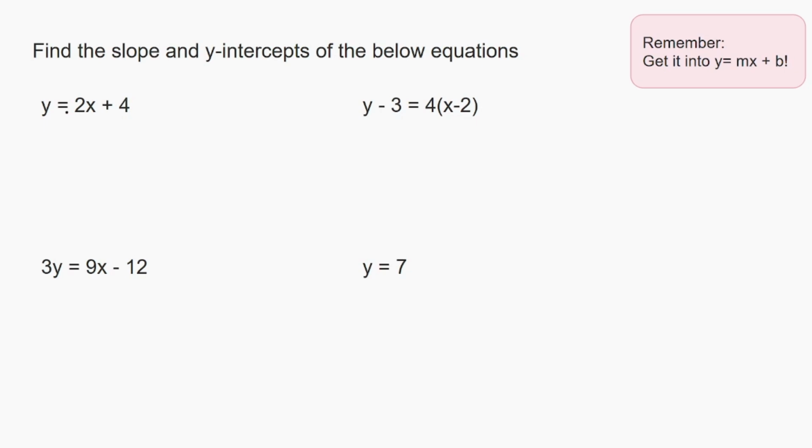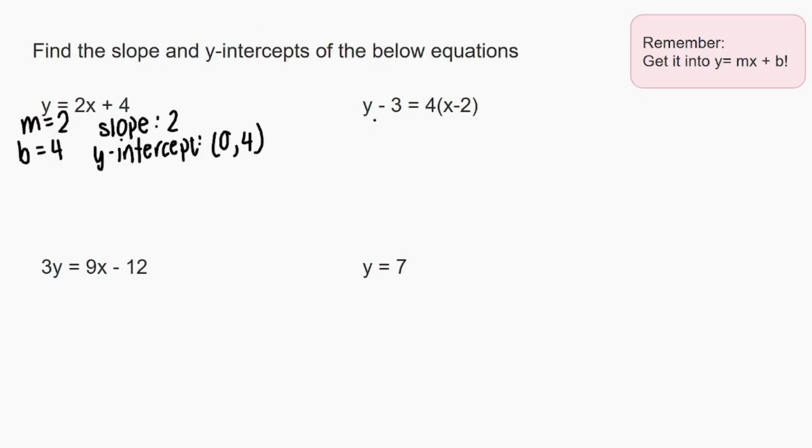So we have y equals 2x plus 4. As you can see, it's already in y equals mx plus b format. So we know in this case, m is going to be 2, and we know b is going to be 4. And because of that, we know that the slope is 2, and the y-intercept is going to be (0, 4).